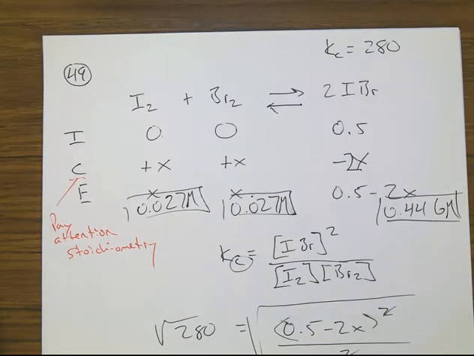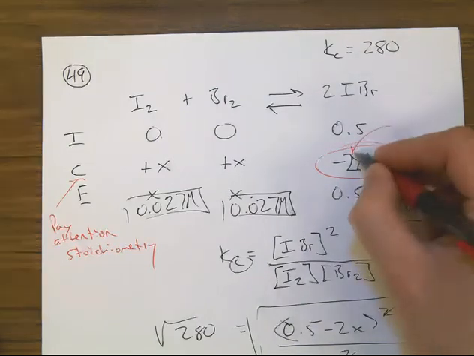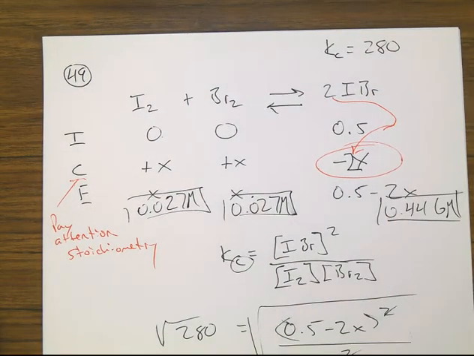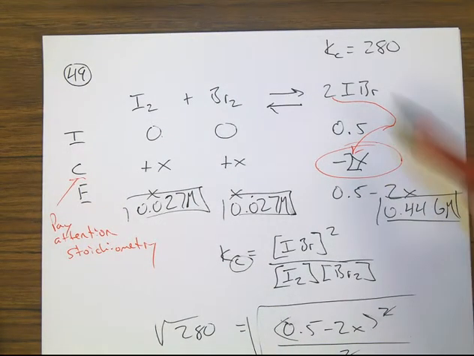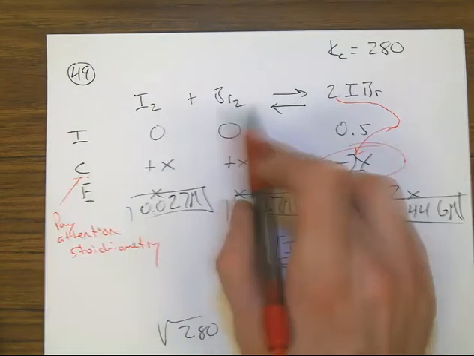If I was going to point out the most tricky part of this problem, it's this part right here where I made the decision to make that a 2. And that, of course, came from the coefficient in the chemical equation, because it takes 2 times the amount of iodine and bromine to form these two reactants.